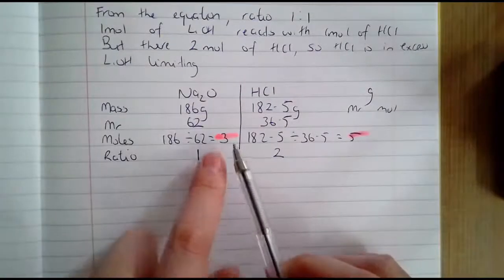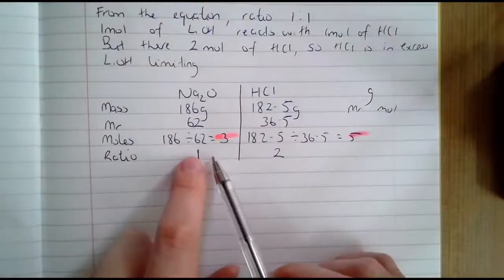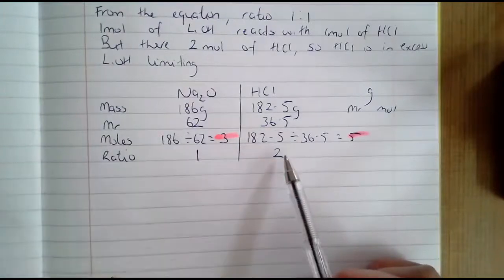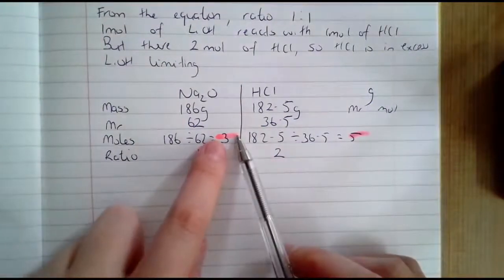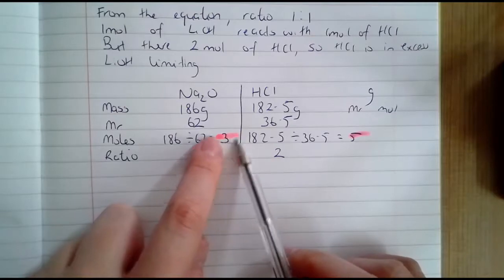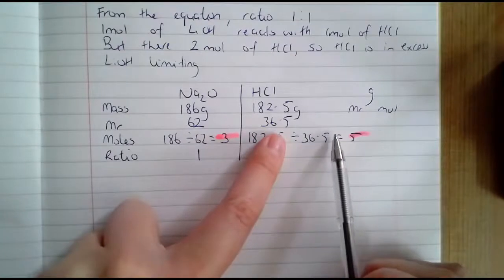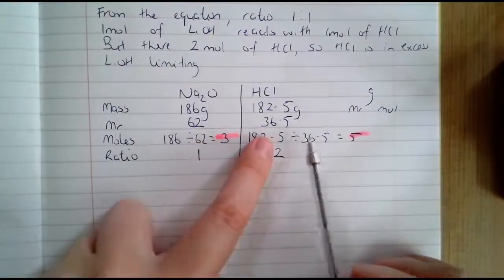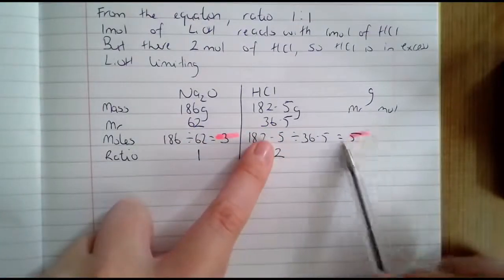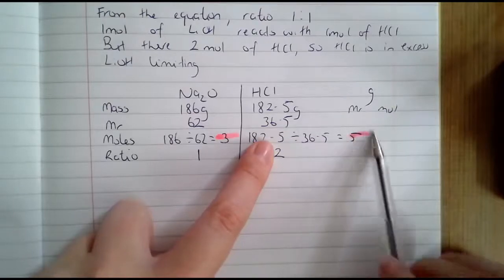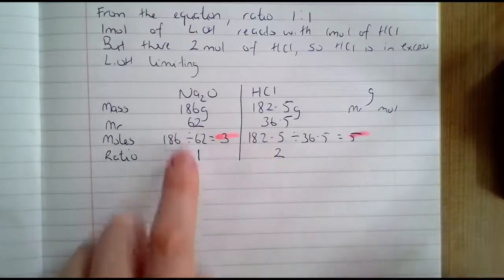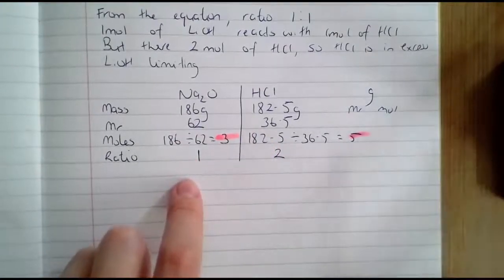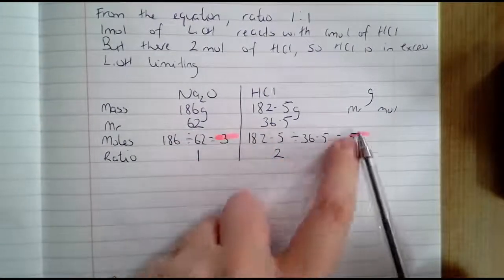That means if I had 1 mole, I would need 2 moles to react with it. However, I don't have 1 mole of sodium oxide, I've actually got 3. And that means I would need 6 moles of HCl, exactly double, to react with it. Do I have 6? No, I've only got 5. I've got less HCl than I need. HCl is limiting.